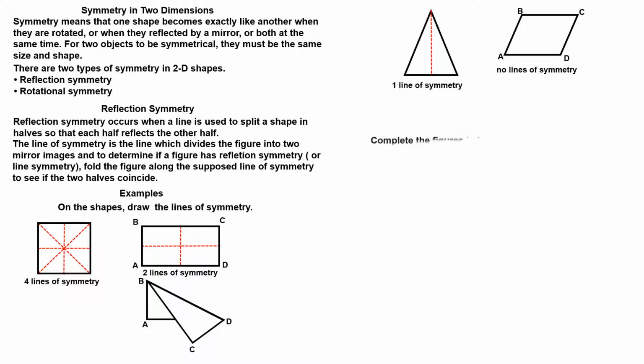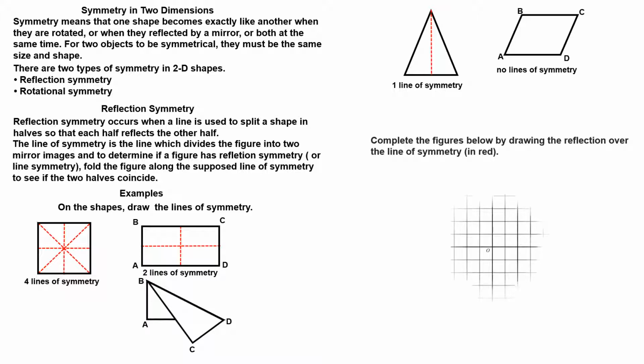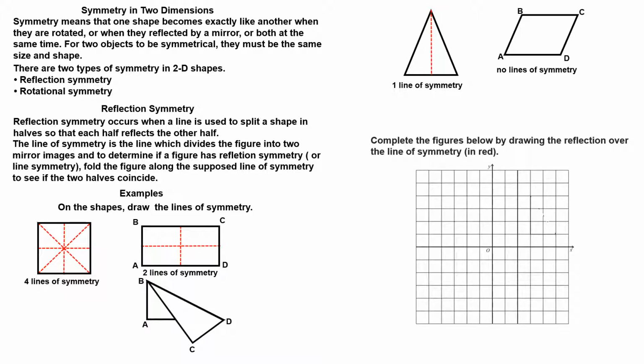Let's see how it works. Complete the figures below by drawing the reflection over the line of symmetry in red. Remember, the line will be a line of symmetry when the figure is folded across that line so that one half of the figure will coincide with the other half.